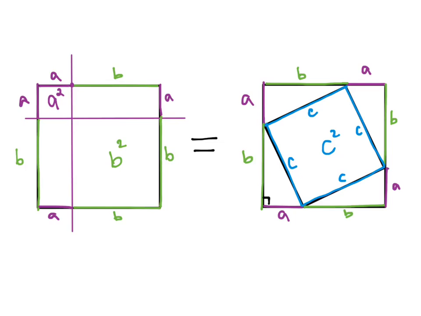The black lines inside that I've colored blue now have their own measurement, and because the inside is a square, they each measure what I called C. And it turns out that the smaller square inside the bigger one on the right-hand side now has an area of C squared.